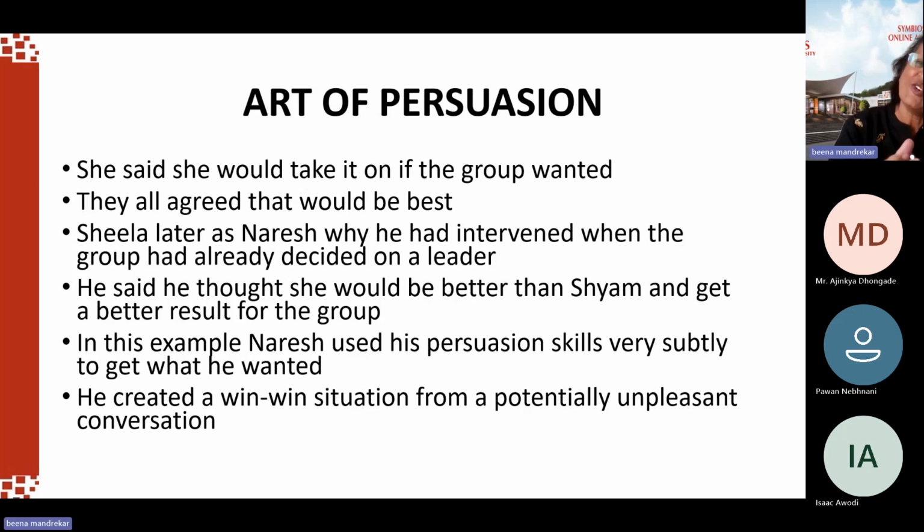So this is also art of persuasion. I don't know where it fits, but gently you push this in and convince everyone at the right time that yes, Sham said, yes, I may not be a good leader at this point of time. I think Sheila should be. And Sheila agreed. And for everyone, it was a win-win situation.